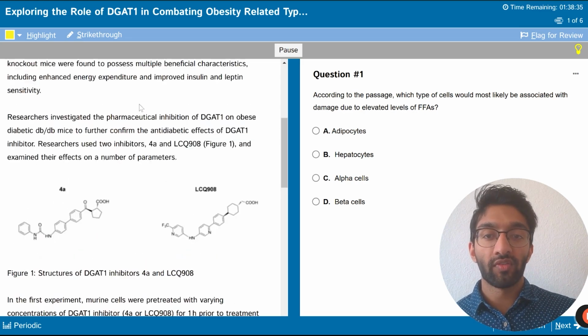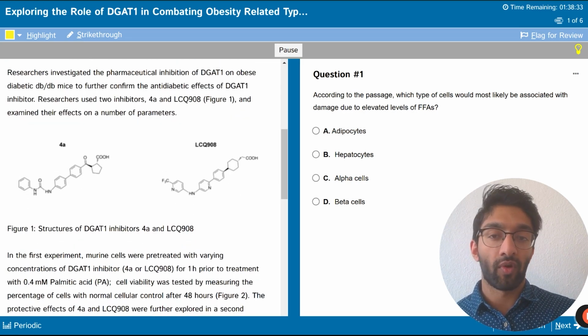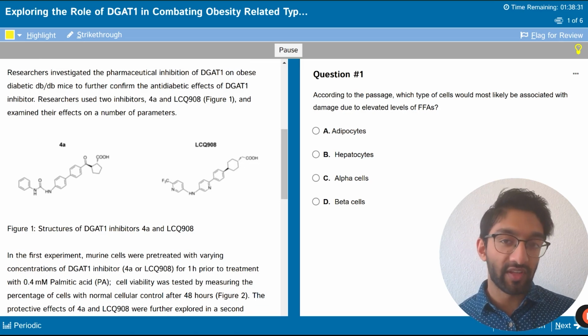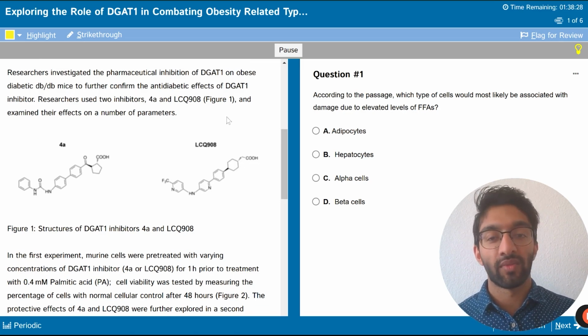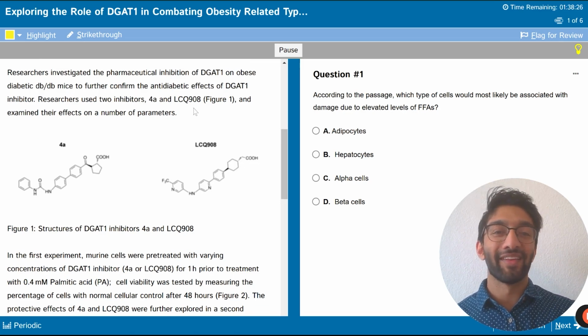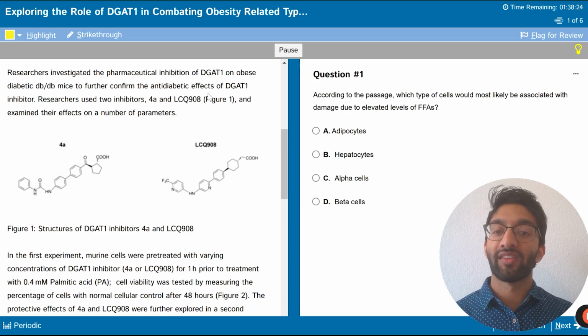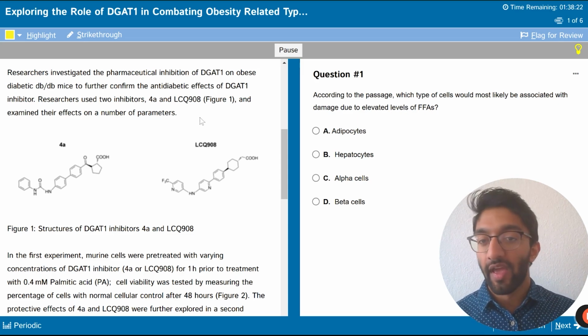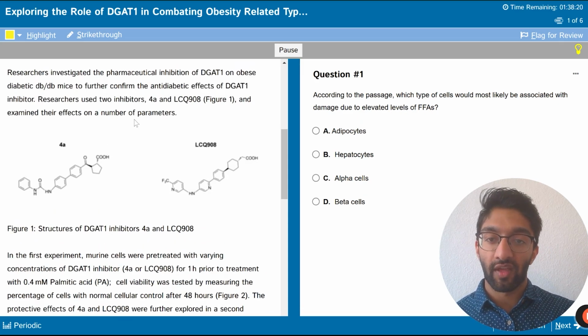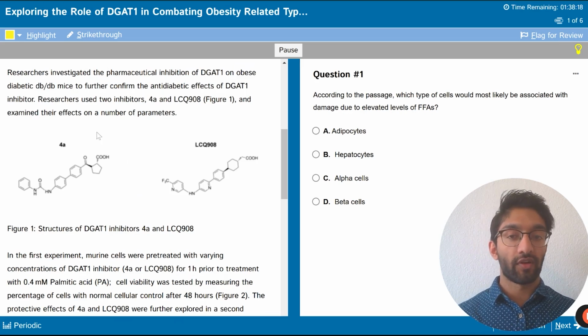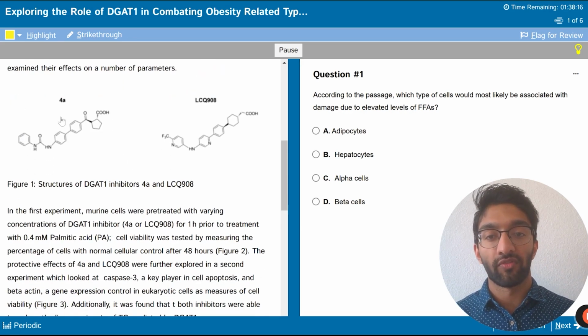And in order to do this, they looked at two inhibitors, 4A and LC, we'll just call it LC. Once again, no need to say the whole name. I mean, they're never going to ask you what the numbers mean. So 4A and LC, okay? And they looked at their effects. And what they point us towards is the first figure, where we can see the structures of 4A and LC.